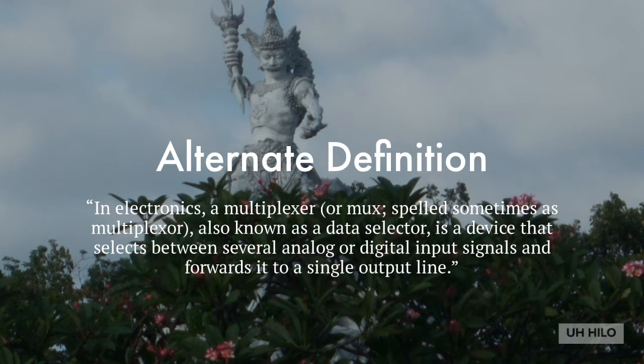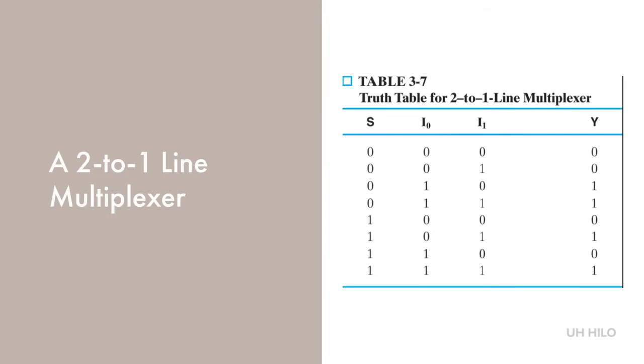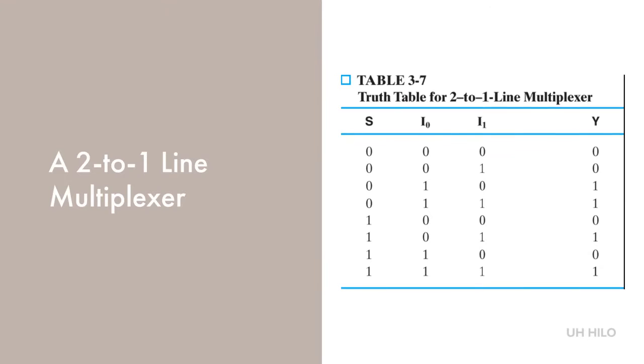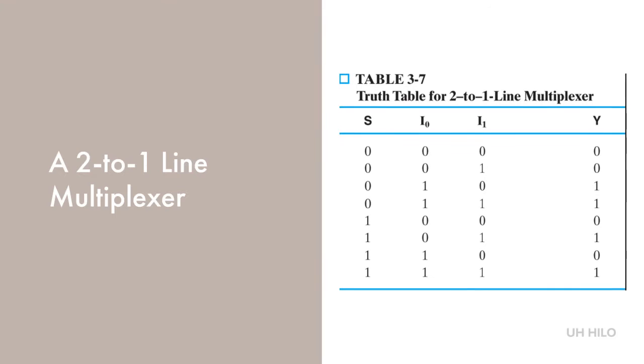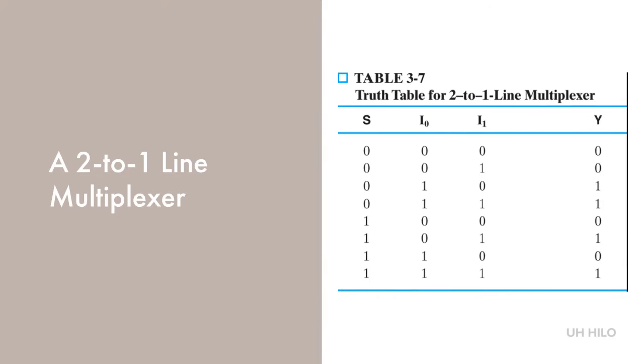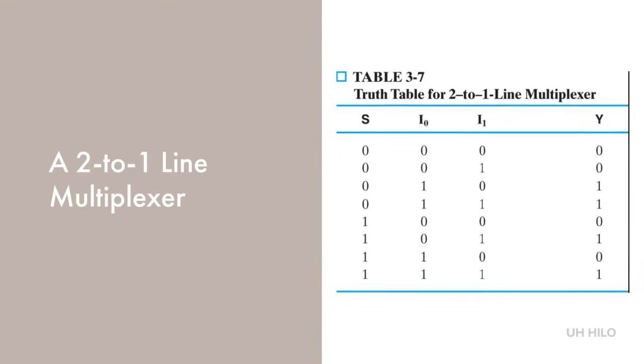Let's start with the simplest multiplexer. We begin with the 2 to 1 line multiplexer. The function has 2 information inputs, I0 and I1, and a single selection input S. Here you can see the truth table for the circuit. If the input S equals 0, the output of the multiplexer takes on the values of I0. If the select input S is equal to 1, the output of the multiplexer takes on the values of I1. So S selects either input I0 or I1 to appear as the output.